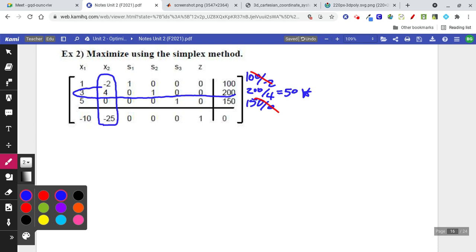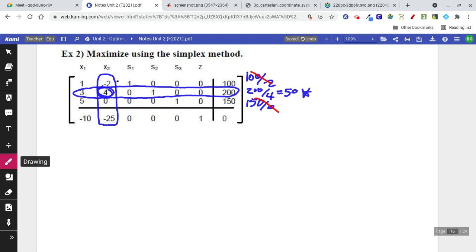Circle it. Also, you don't need to do that step on the bottom because the bottom is the objective function. We're only looking at the constraints. The number that I circled twice is my pivot element, and that's what I need to use to zero out the others. So check it out. I need to zero out a -2.